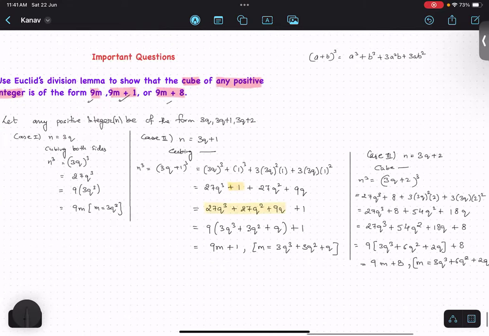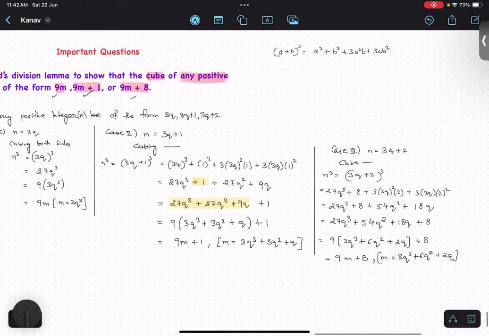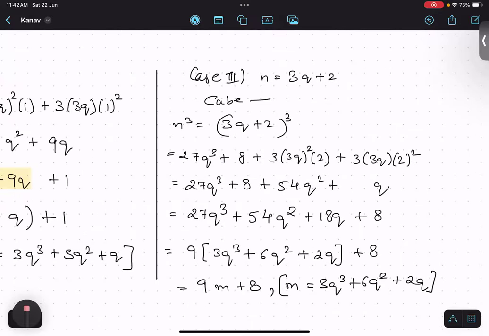36q is there, but a student says 18q. Where is 18? Oh, that is 36 you are saying. Okay, yes, fine, thank you. This should be 36q. And hence, if I take this 9 common, I will be getting 4q.